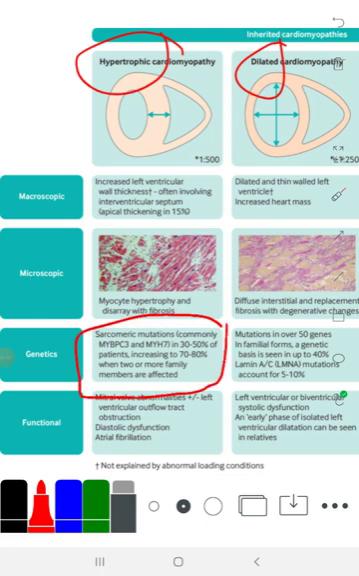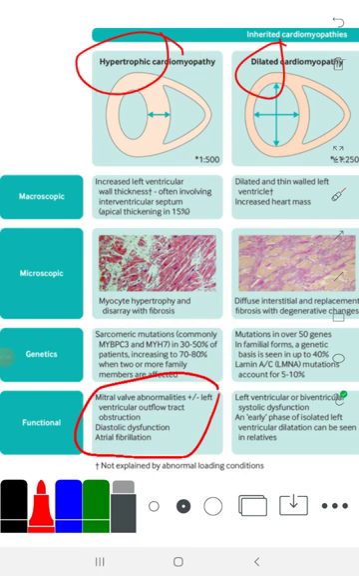in 30 to 50% of patients, increasing to 70 to 80% when two or more family members are affected. Functionally, hypertrophic cardiomyopathy involves mitral valve abnormalities, left ventricular outflow tract obstruction, diastolic dysfunction, which is a dysfunction in the diastole, and atrial fibrillation.